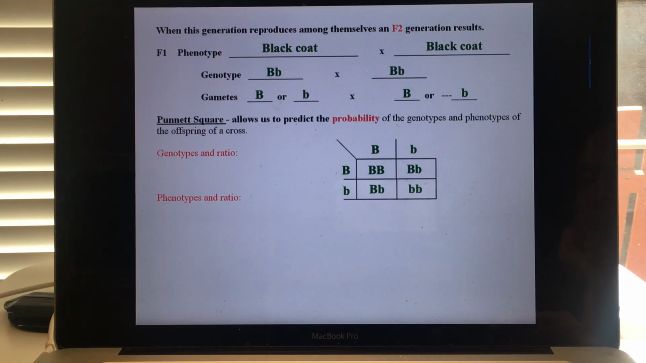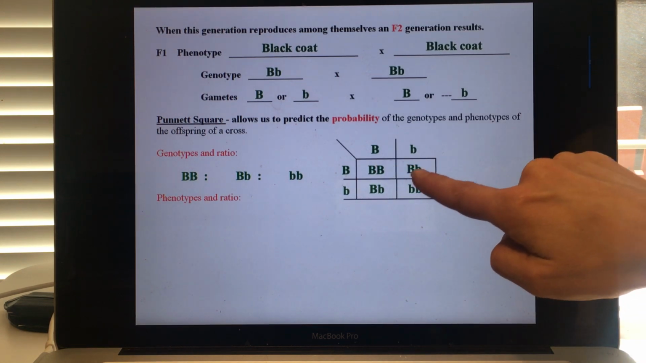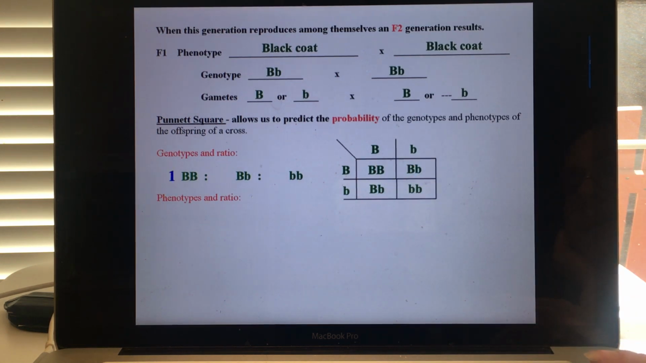Now, if we look at the three genotypes, we have big B big B, big B little b, and little b little b. When we want to figure out their ratio, we just count. We have 1, 2, and 1. You always, or typically, put the genotypic and phenotypic ratio in order from most dominant to most recessive. That way, we all know that we get the same ratios.